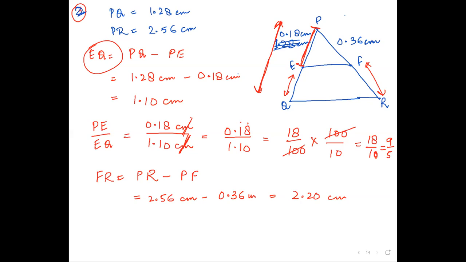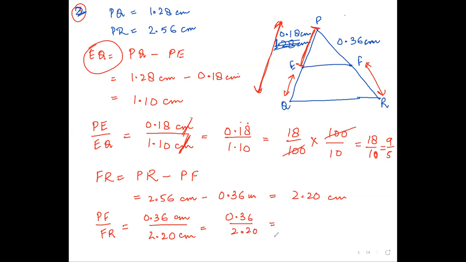Ma'am, how should I split 2.20? Basically now you are finding the ratio PF upon FR, right? How much is PF? 0.36 centimeters. Then FR we have found 2.20 centimeters. So centimeter gone first of all. 0.36 divided by 2.20.